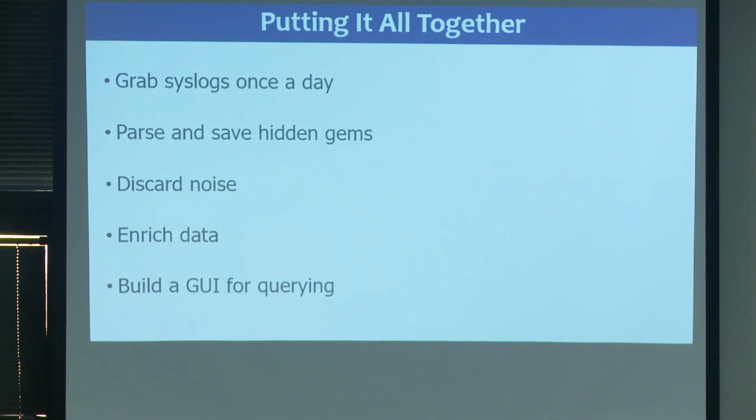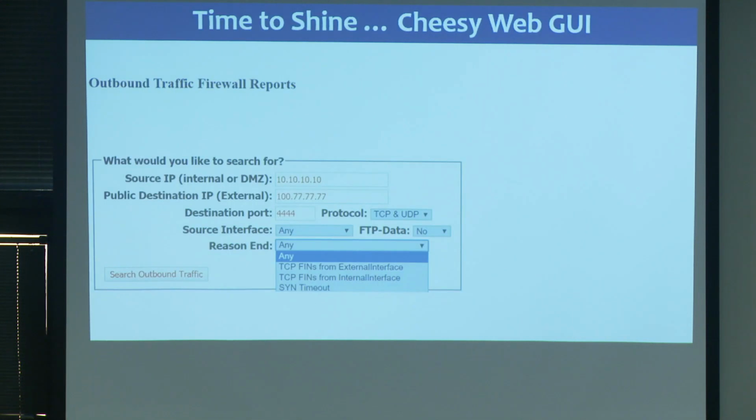So to put it all together, you need to go and get the syslog file from the syslog server, and syslog usually rolls every hour, and then at the end of the day, it compresses the data and moves it to a different folder. So I start my script at 1 a.m. to give the syslog time to do whatever it needs to do. I collect the data, parse it, find the outbound connections, extract the IPs, save it, do some enrichment, and now it's time for you to shine by building a cheesy web GUI.